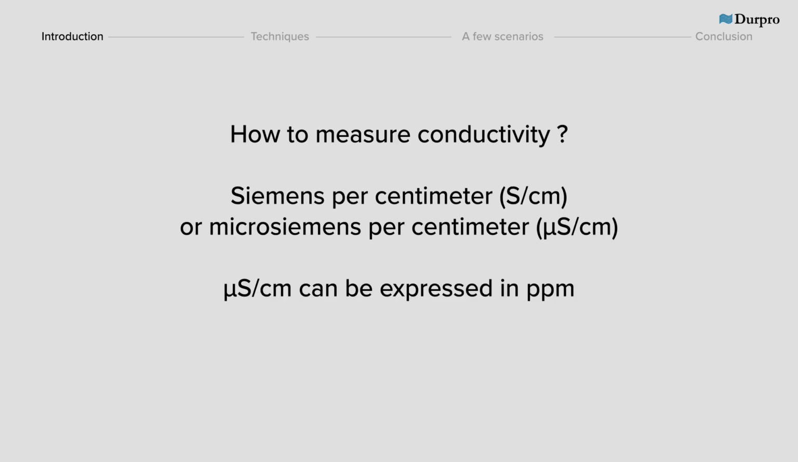The unit of measurement used to express the conductivity of a water sample is Siemens per centimeter or microsiemens per centimeter. The expression microsiemens per centimeter can be expressed in ppm to make it easier to understand. In fact, some conductivity meters calculate this automatically. To put things in perspective, a microsiemens represents the electrical conductivity equal to 1 per million of Siemens.